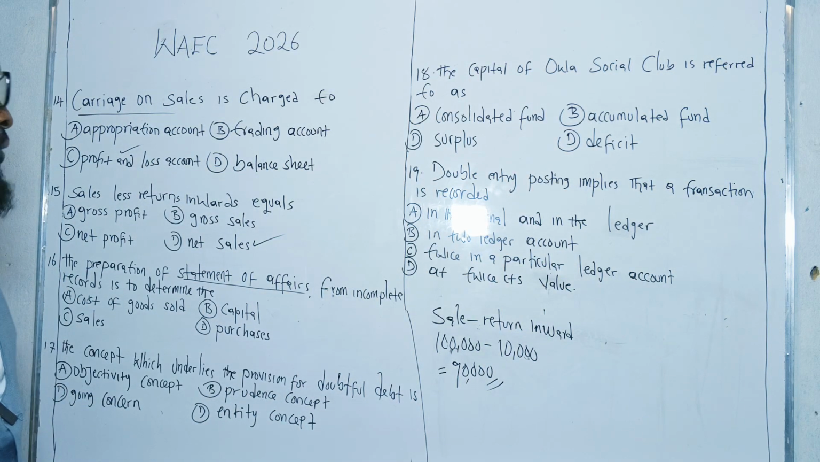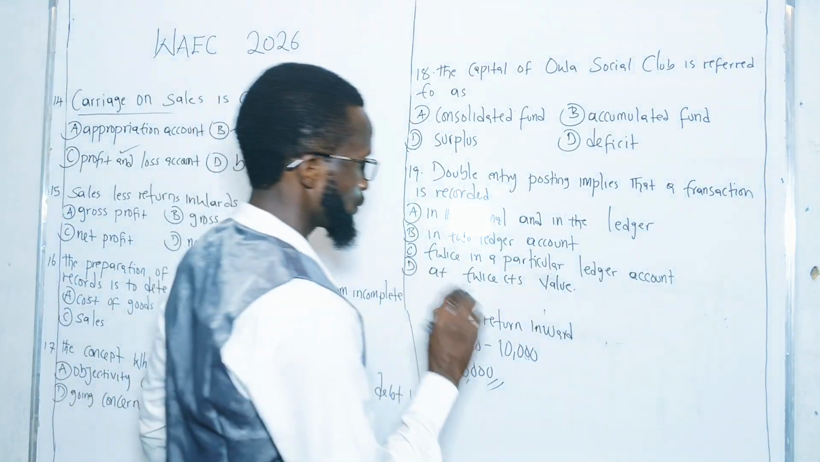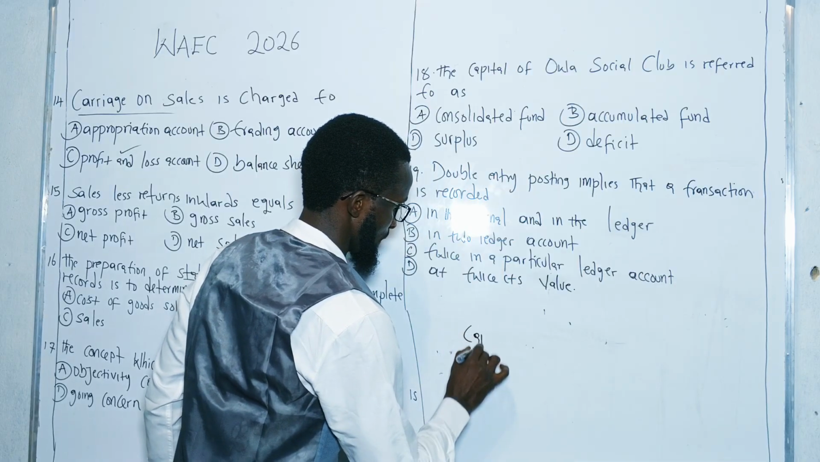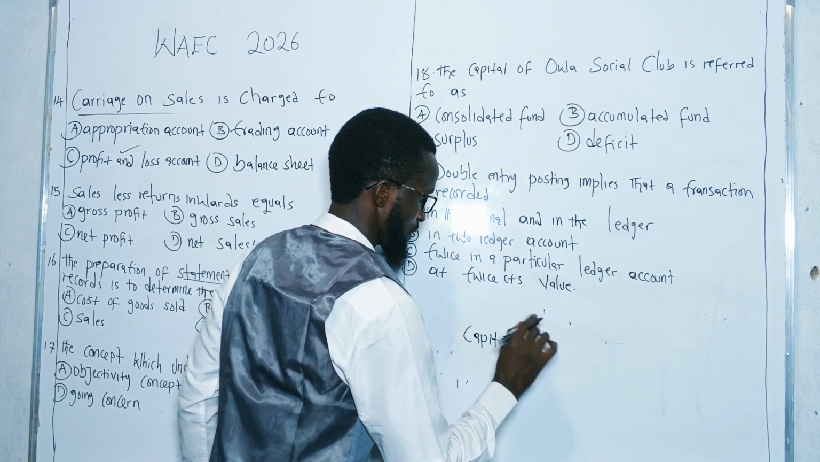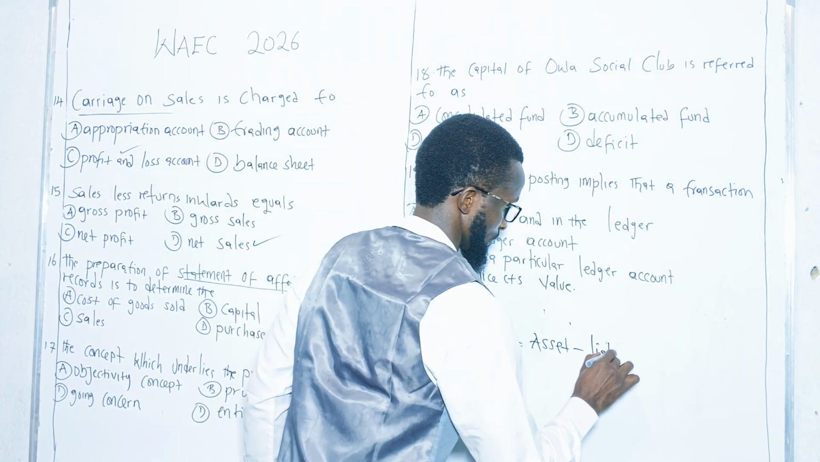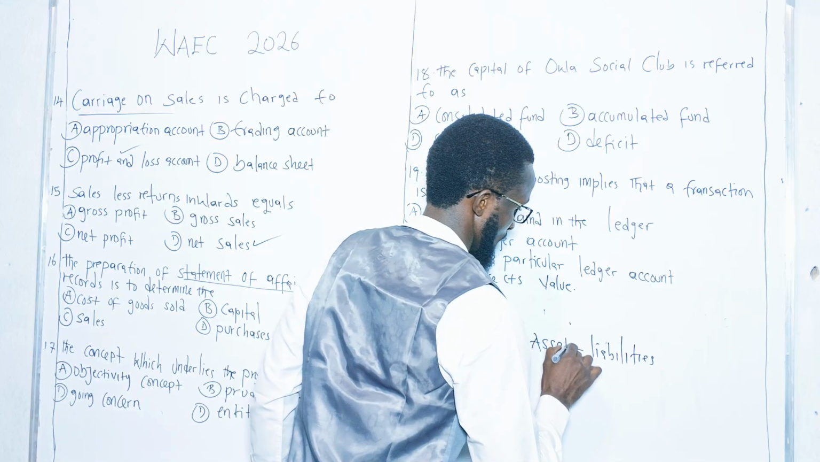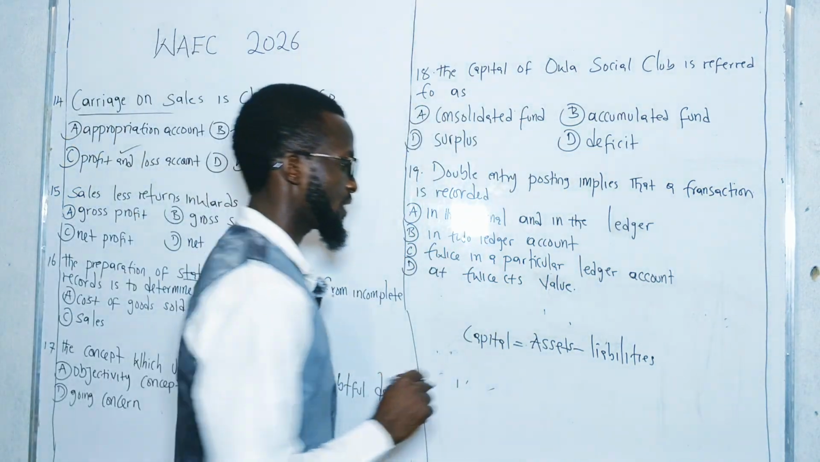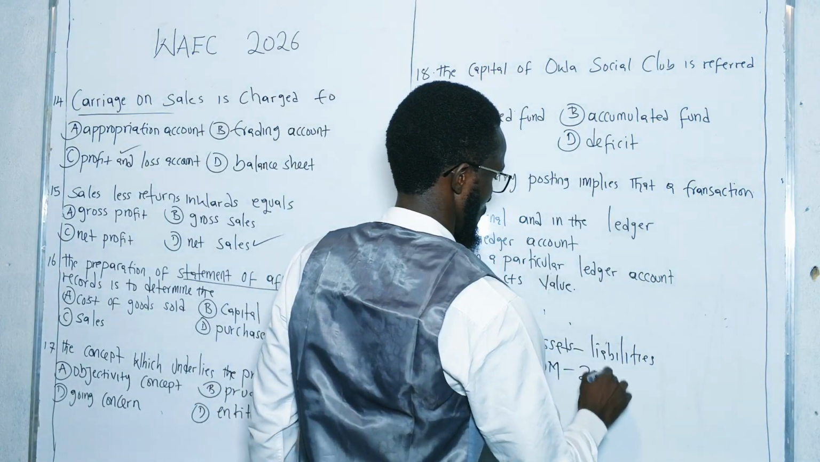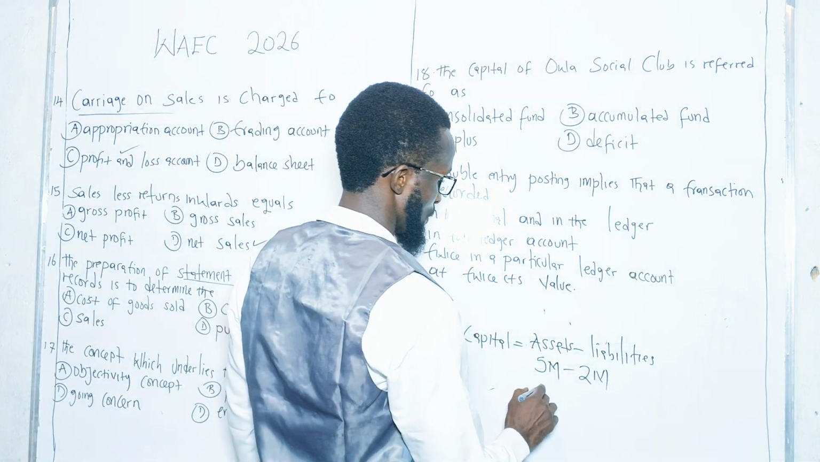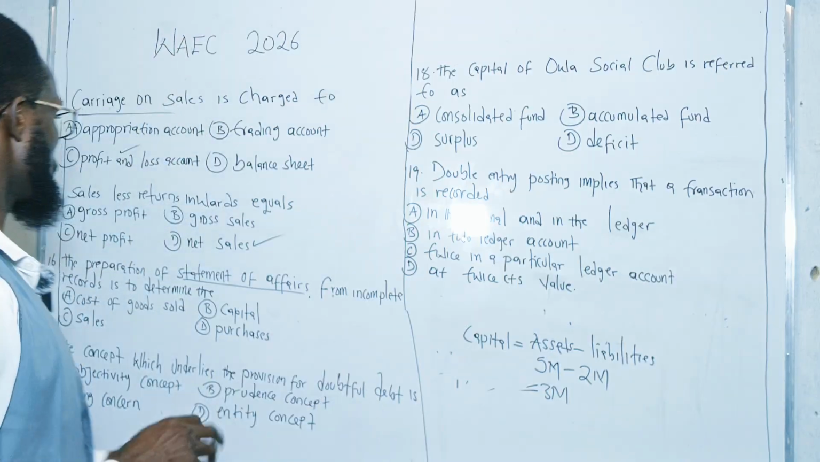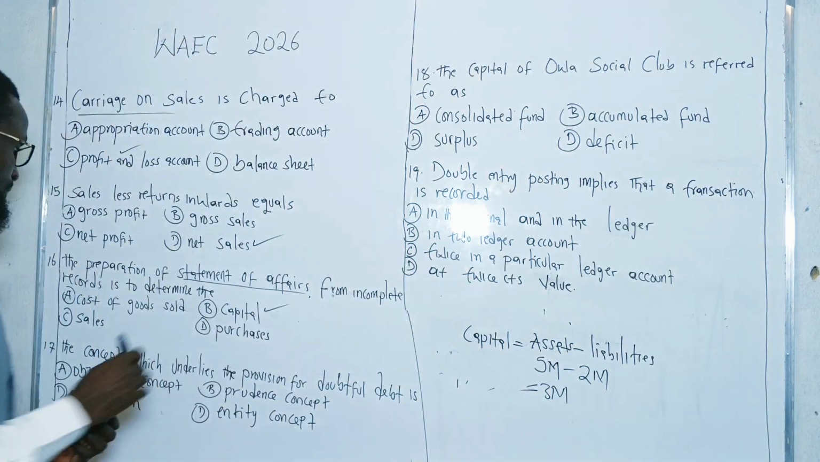So how do you determine your capital in incomplete record? Capital is equivalent to assets minus liabilities. Let's say you have assets of 5 million, liabilities of 2 million. Your net capital should be 3 million. Just as simple as that. So the answer to this is B, capital.